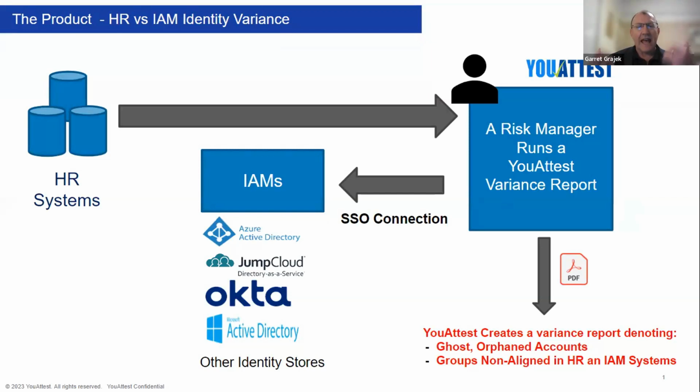It looks at the information at the HR, and it looks at what's in the IAM, and it compares and contrasts. It compares for resistance, that's the orphan accounts, and for non-alignment in the groups and the roles, which is what you think you are enforcing. Kashif, take it away.